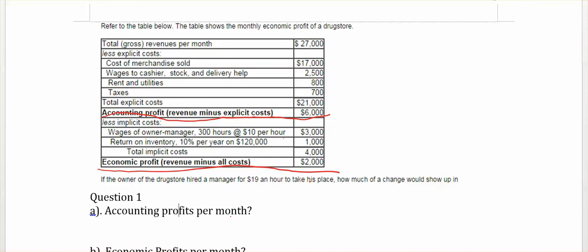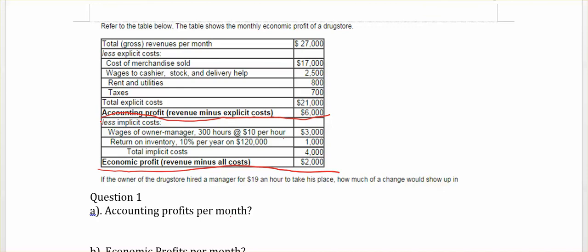Why is the economic profit less than the accounting profit? Because if we just talk about the accounting profit, we only consider the accounting cost, which is less than economic cost. So obviously, if the owner manages the drugstore by himself, he cannot use the time to do other things.